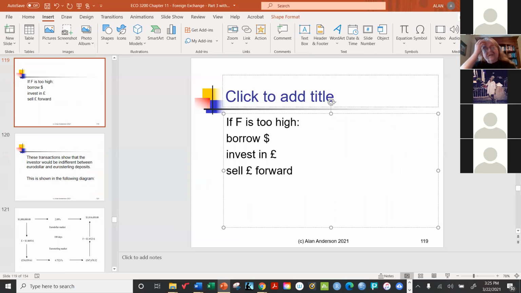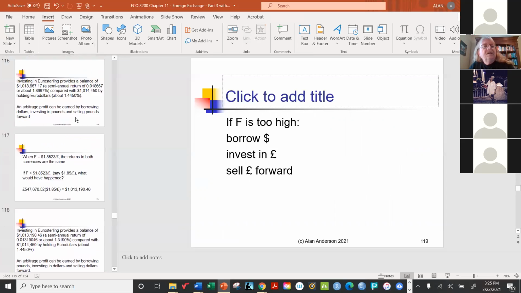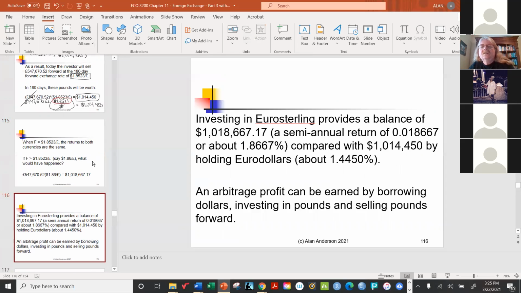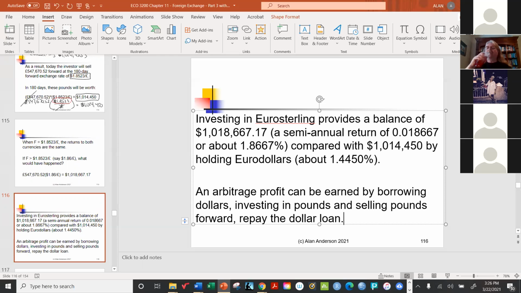Oh, one more detail. I almost left out one of the most important things. Let's go back here for a second. When you borrow dollars, invest in pounds, and sell the pounds forward, you still have to repay the dollar loan. I just realized I left that little detail out. But when you do that, you'll still end up with a profit. So you'll have something left over after you repay the loan.